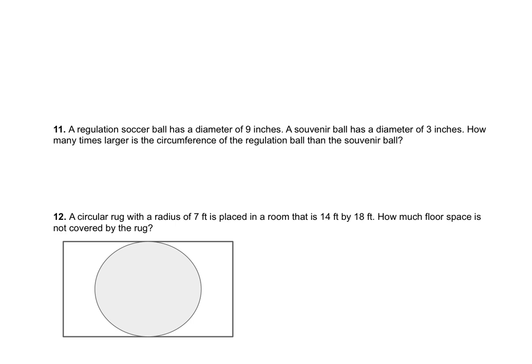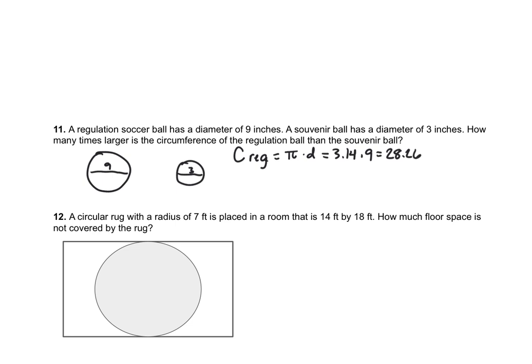Now, there's a bunch of different ways we can approach this problem. What I typically see is this, right? I have this regulation soccer ball that has a diameter of 9. I have a souvenir ball with a diameter of 3, and it wants us to find the circumference of both. So, if we start by doing that, circumference of the regulation ball, well, that's just pi times diameter, meaning I'm going to do 3.14 times 9. That gets us to 28.26.